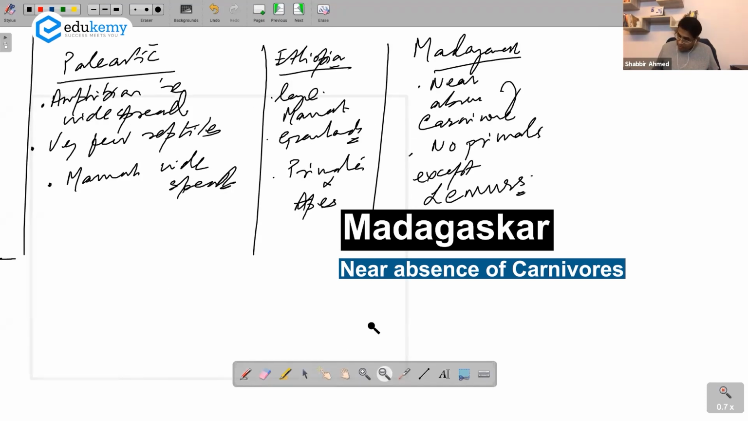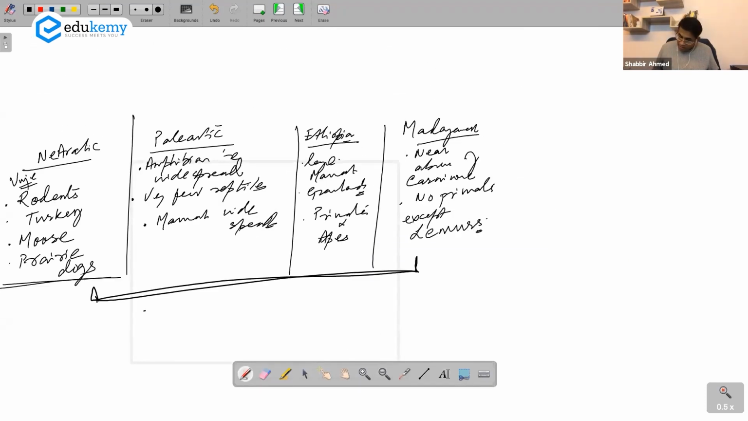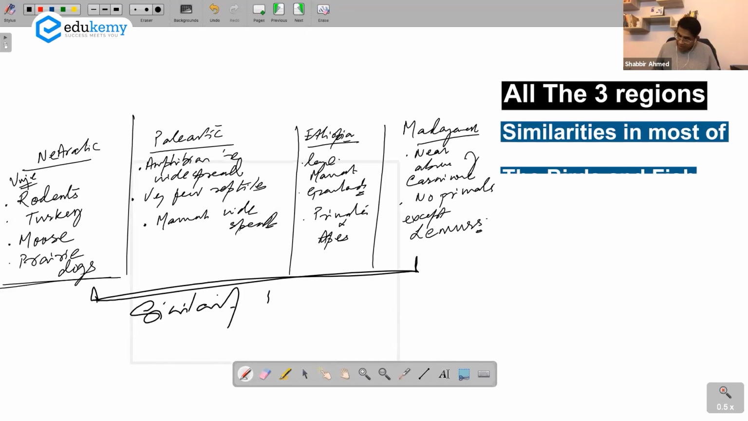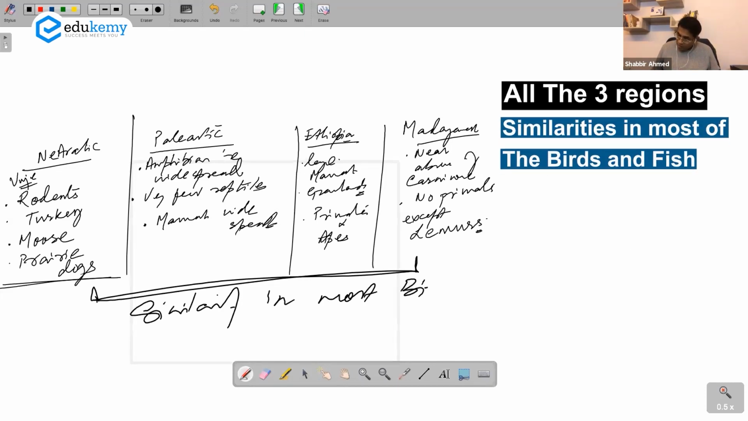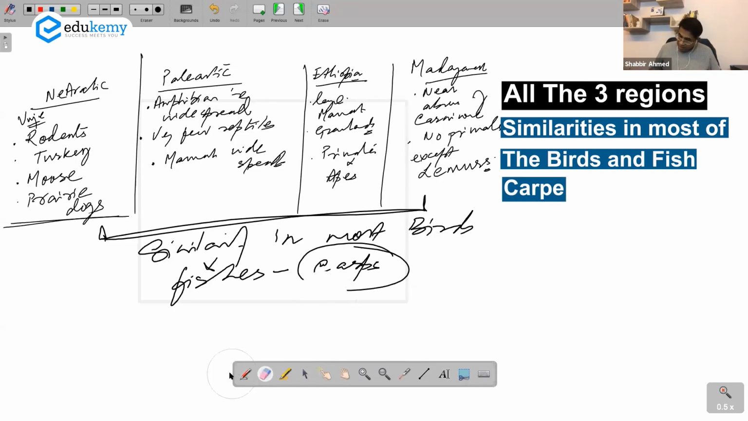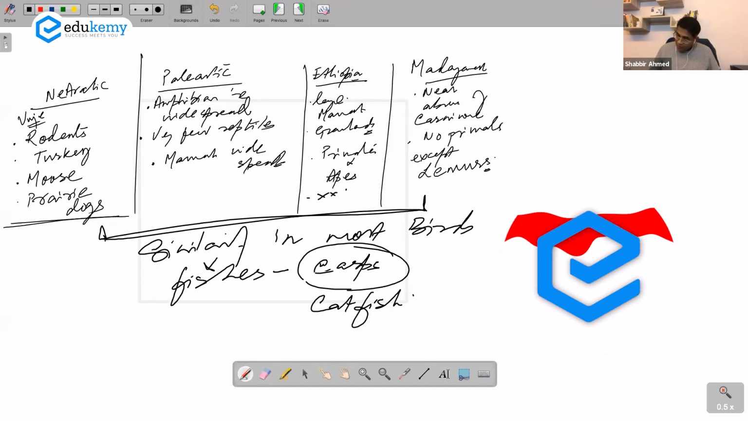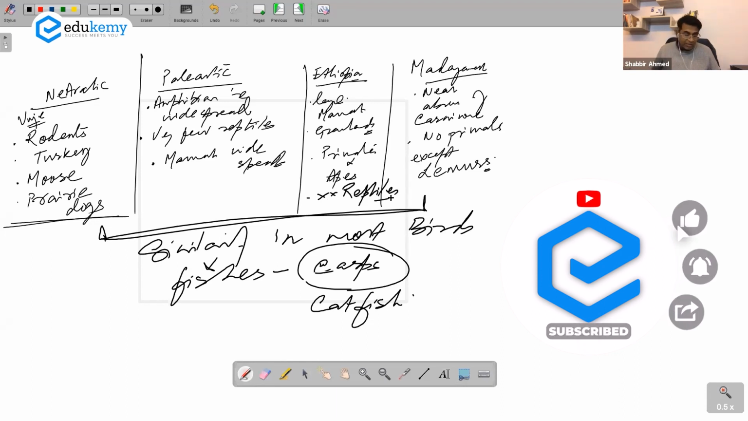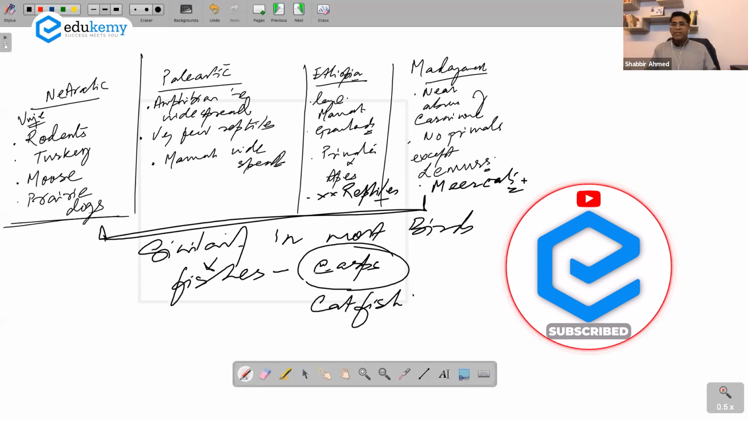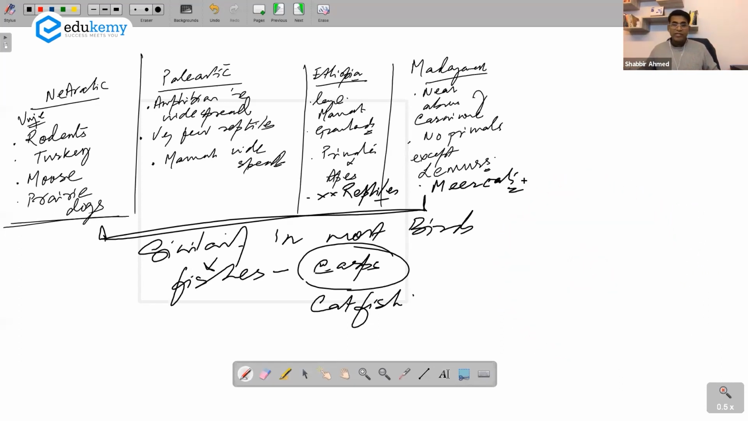And in all three regions, there is similarity in most of the birds and fishes. Among fishes, carp is very common. Catfish is a common variety. In Ethiopia again, there are very few reptiles. Don't say no reptiles, say few. So I suggest you remember this much. You know, this gives a lot of richness to your answer.